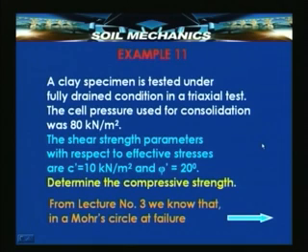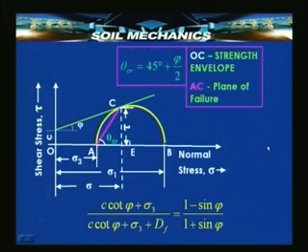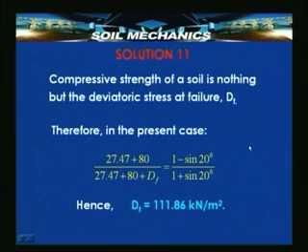Now we go on to another example in which a clay specimen is tested under fully drained condition in a triaxial test. The cell pressure used was 80 kilonewton per meter square. The shear strength parameters were known, C dash and phi dash. What is the compressive strength? The compressive strength can be calculated as equal to the distance AB, the deviatoric stress, and so from the Mohr diagram and by using this relationship which can be obtained from geometry, we can get the deviatoric stress dF, which is nothing but the compressive strength.